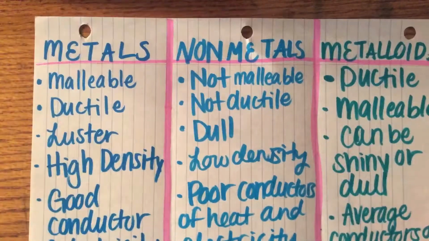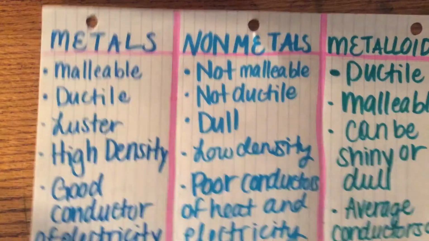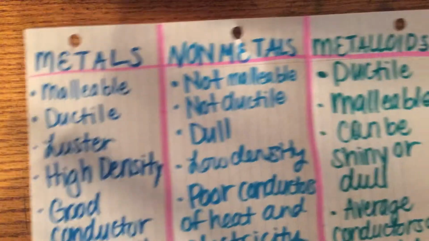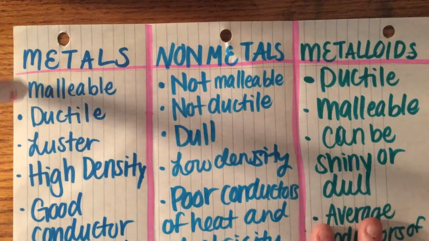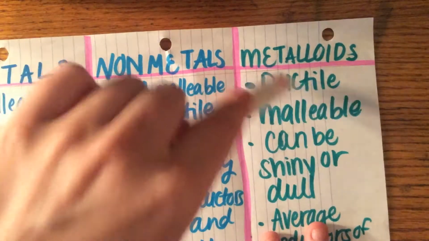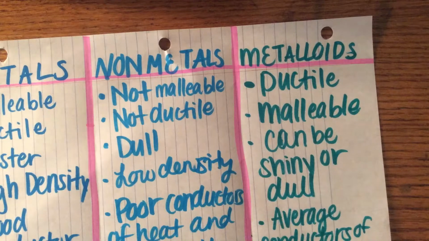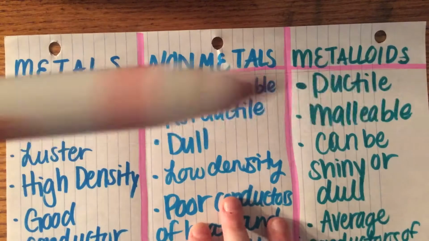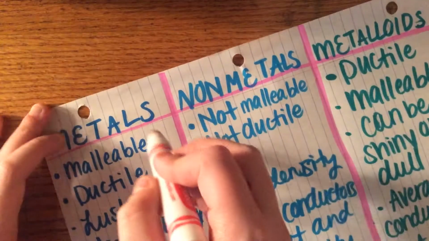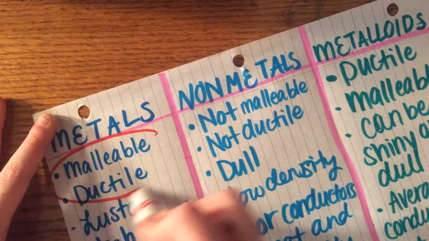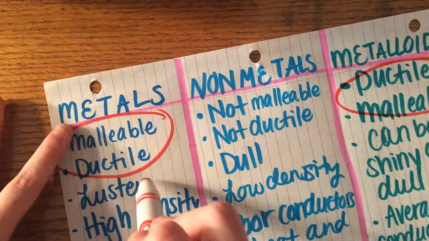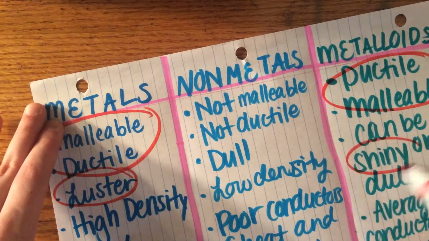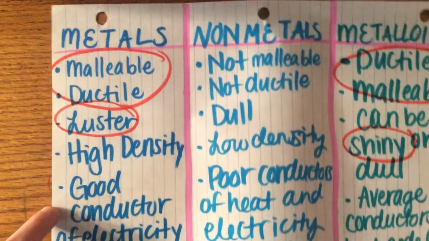So we're going to look at our list and see what they have in common. So I can see that metals are malleable and ductile, as well as metalloids are. So I'm going to circle these in red. This will show that they are similar in this aspect. Also, they're shiny, so these are similar as well.